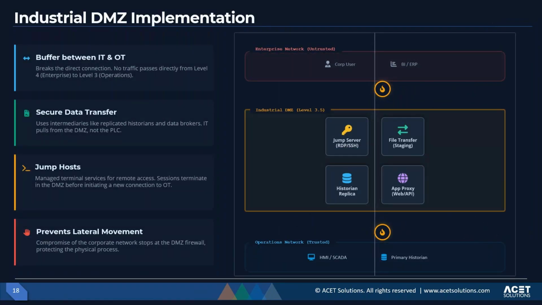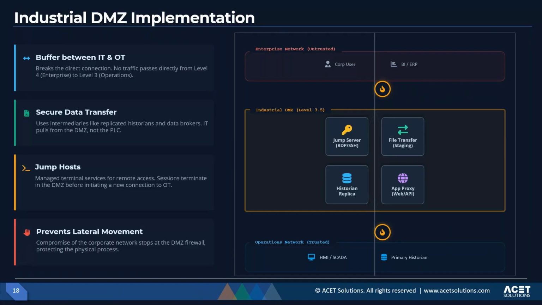Industrial DMZ implementation. So the industrial DMZ is a critical security layer within the ICS architecture because it creates a control buffer between the corporate IT network and the ICS environment. This separation ensures that the two networks never communicate directly.